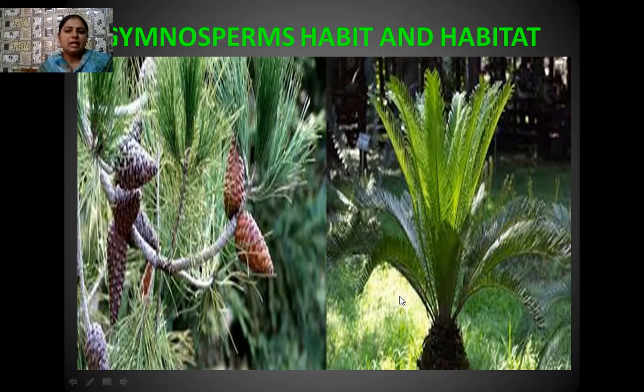Okay, students, in case of a Cycas, the branches are not visible. A bunch of leaves arises from the single point of the stem. So these are unbranched type of trees.